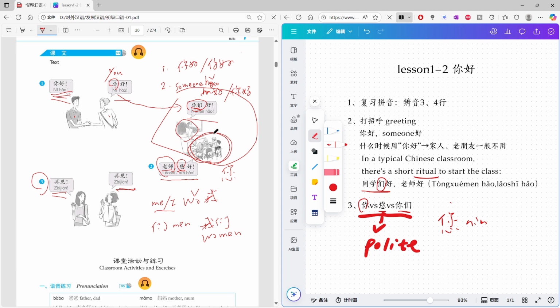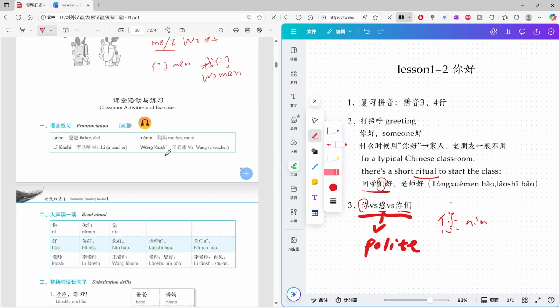We needed to be very loud and very energetic, and usually we would bow slightly to each other. This is a typical Chinese classroom. In a typical Chinese classroom there is a ritual, a small ritual, a short ritual before we start the class. But I don't know if it still exists nowadays. Yeah, it's just a memory, okay, to share with you.